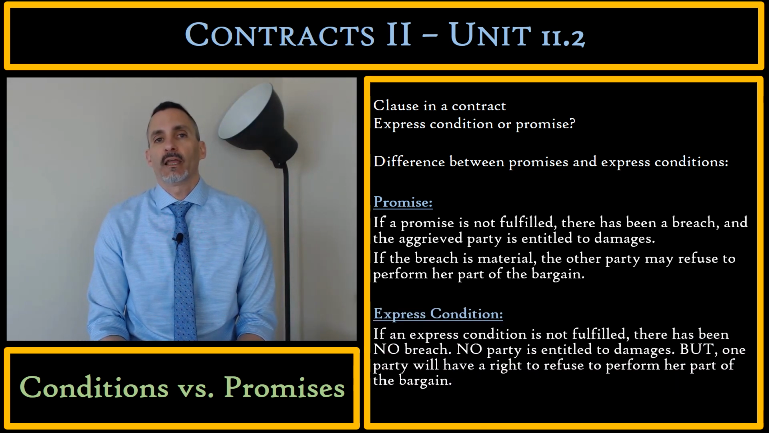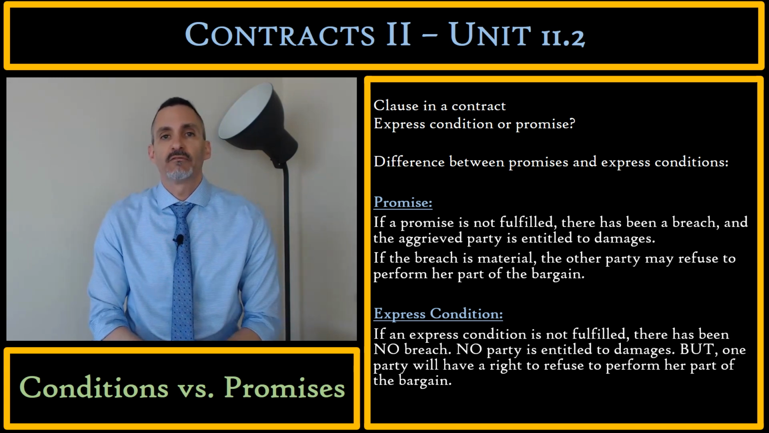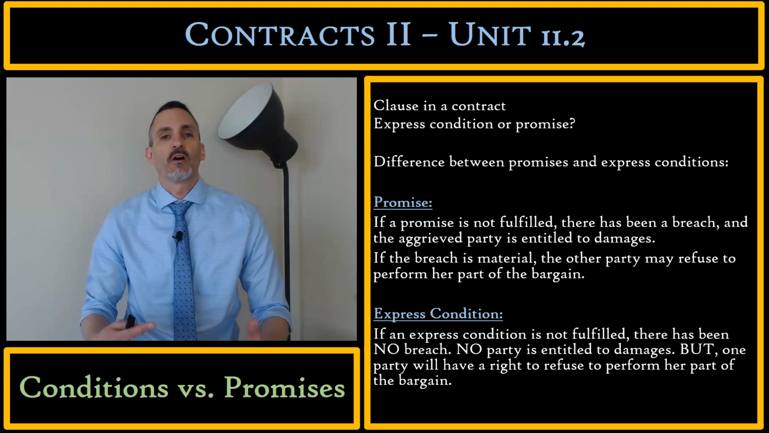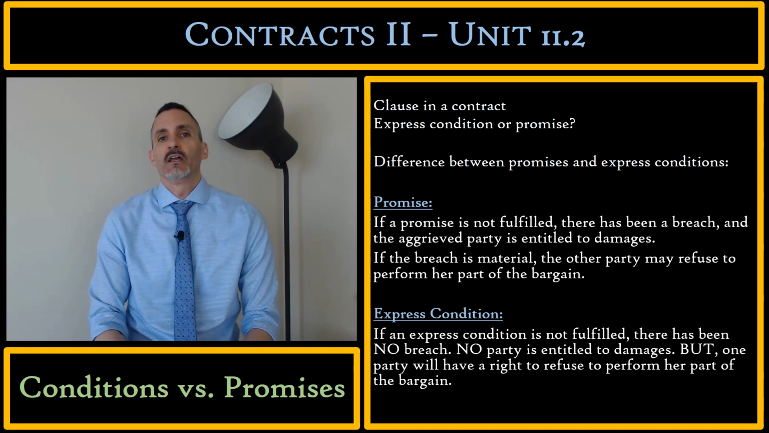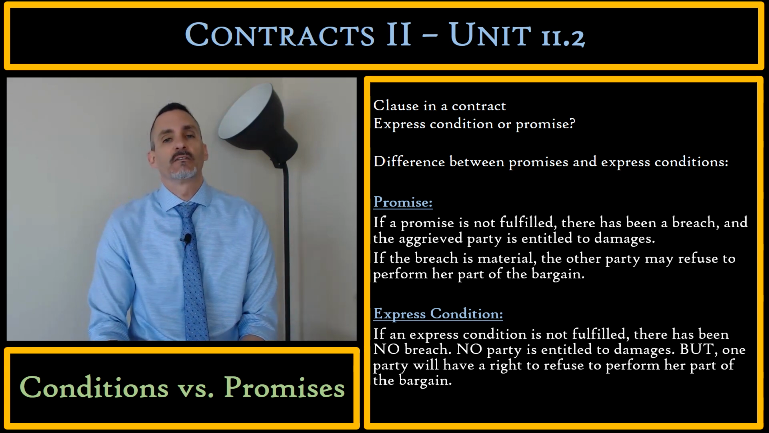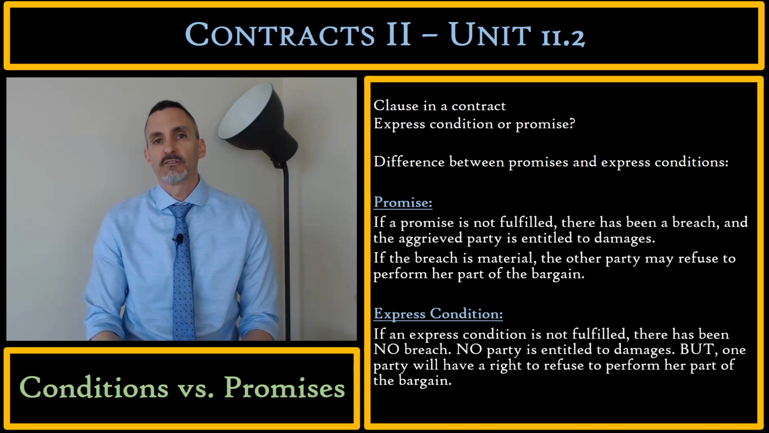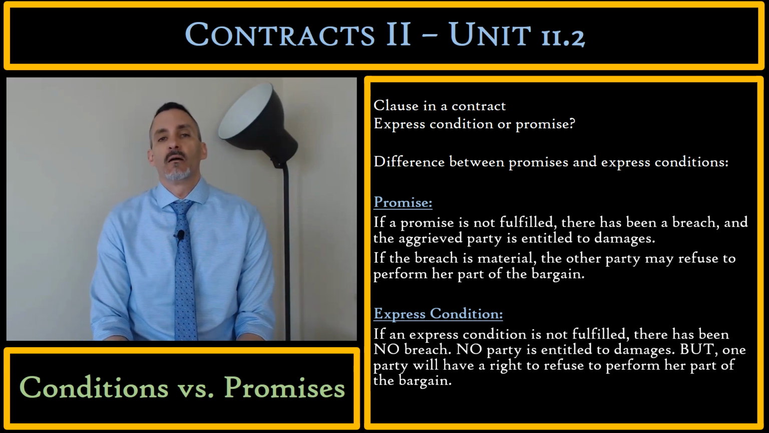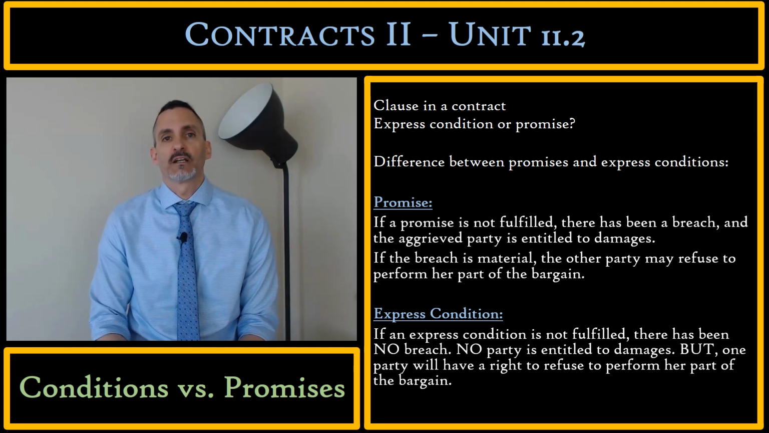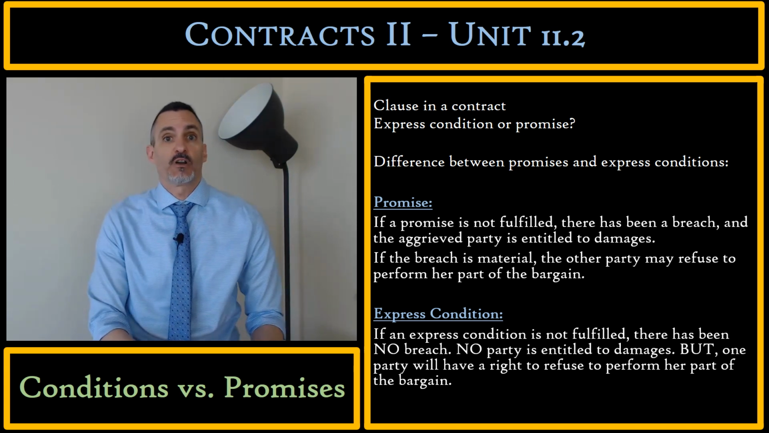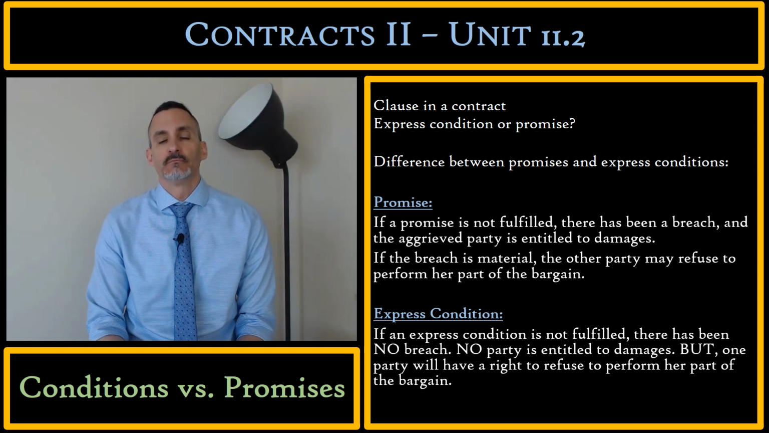What about an express condition? Well, an express condition, if it's not strictly fulfilled, then it fails. And if it fails, the other party's corresponding obligations never arise. She's relieved of her corresponding obligations. So once again, a promise must be substantially fulfilled, and an express condition must be strictly fulfilled. So if we have some sort of clause in a contract and we can't tell whether it's an express condition or a promise, what do we do?